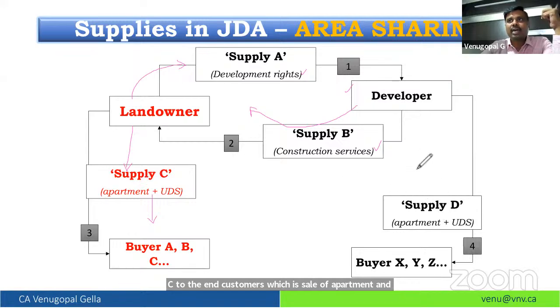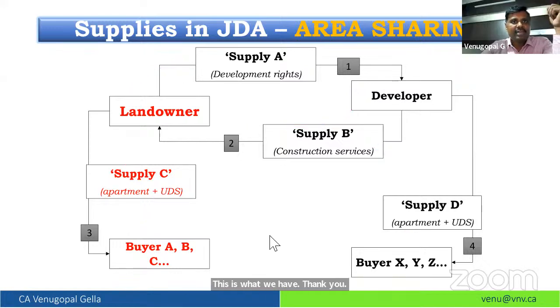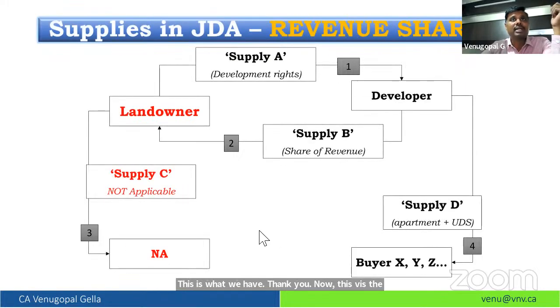And the units akin to the developer, we have seen the supply D, where the landowner, developer is further selling to their customers. This is what we have seen in the last week. Now, vis-a-vis the revenue share, what is the change that happens? In case of revenue share, it is also clear that the landowner is making a supply called development rights to the developer. So supply 1 exists. In lieu of this, the supply B, which was a construction services, is no longer given, and the landowner is getting a share of revenue.